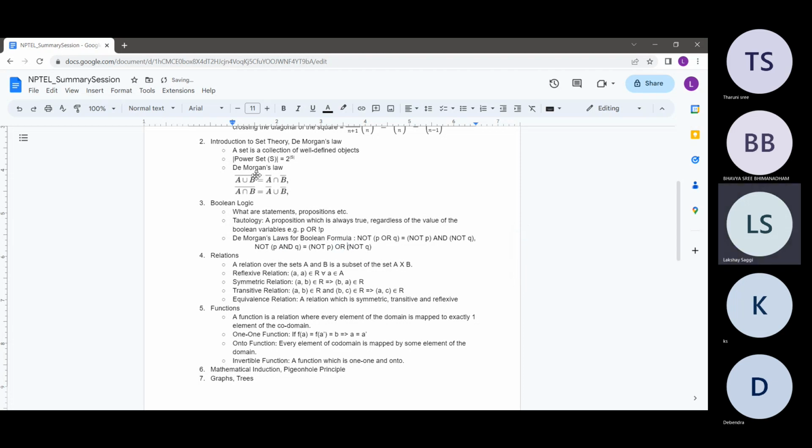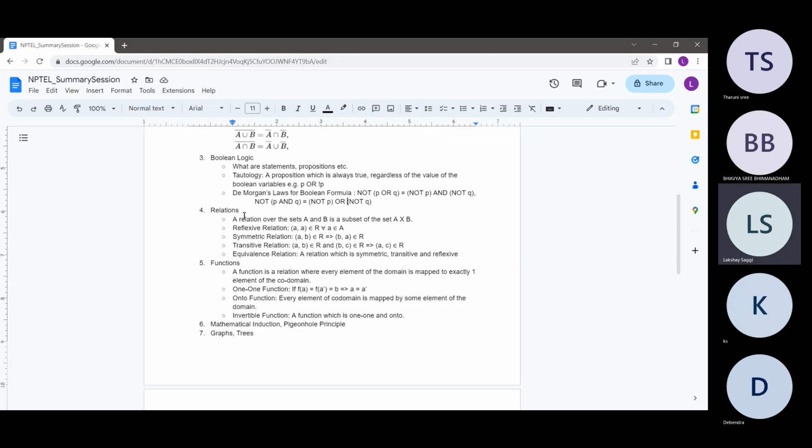Note their similarities in sets and Boolean logic. If you replace intersection by AND operation and union by OR operation, both of these things are the same only. De Morgan's law for Boolean formulas and De Morgan's law for set theory are the same thing.